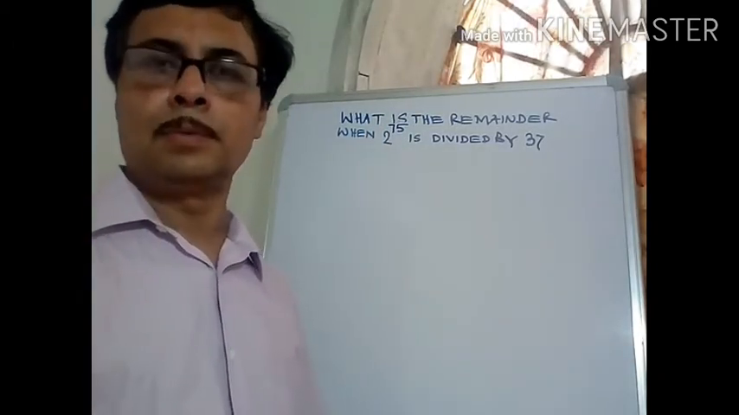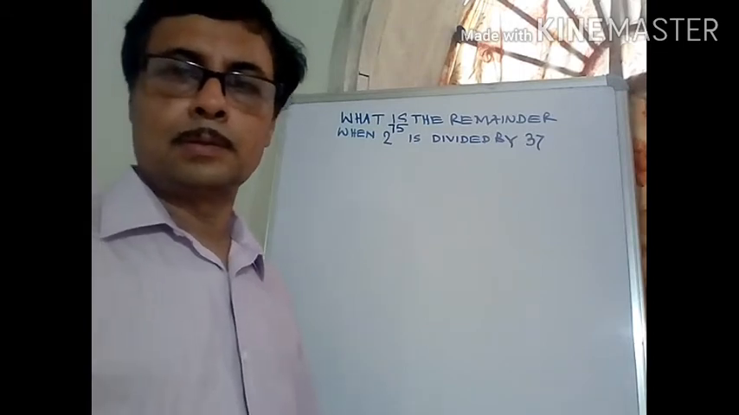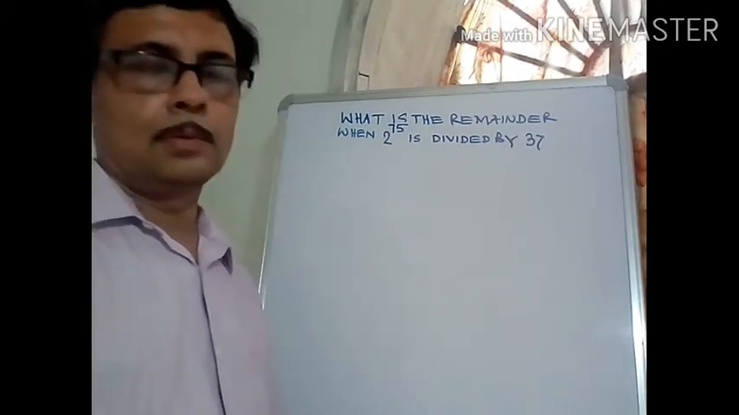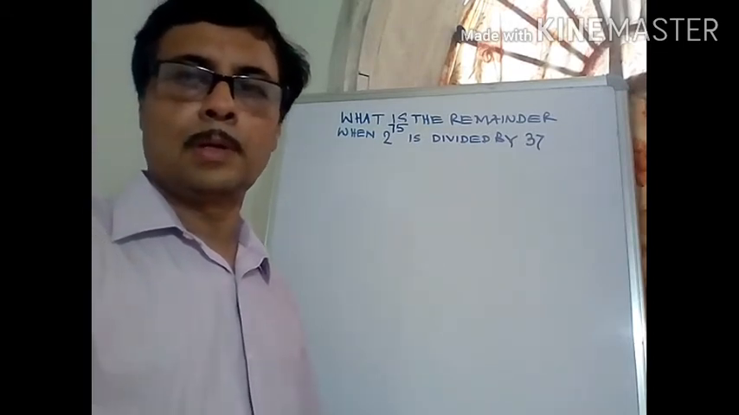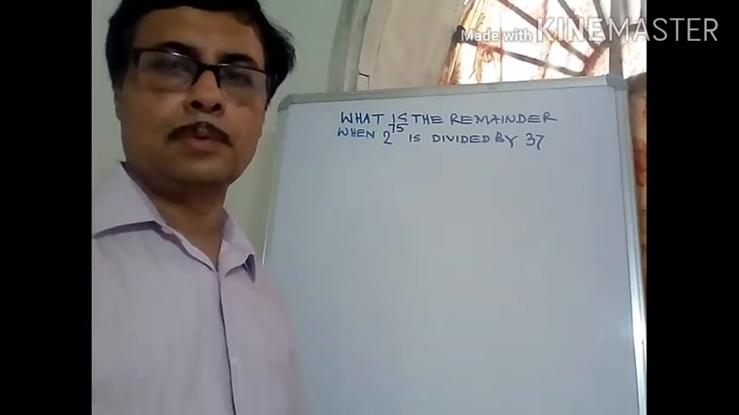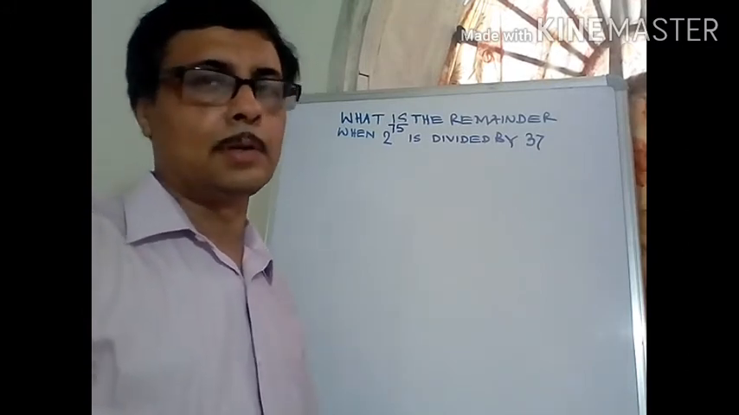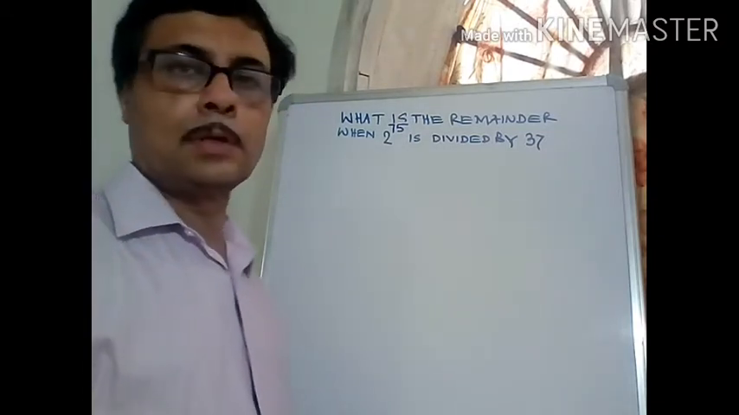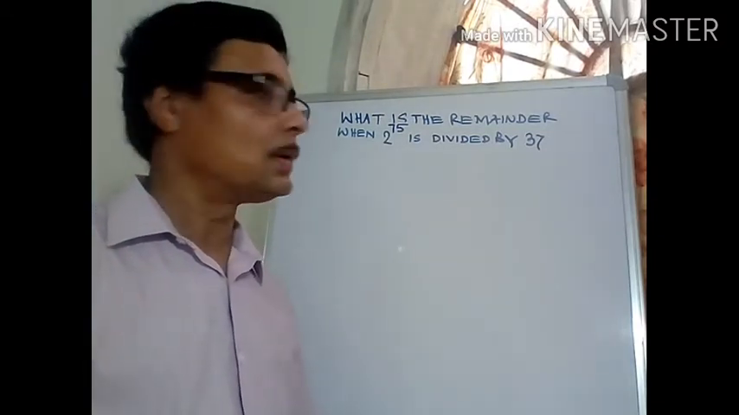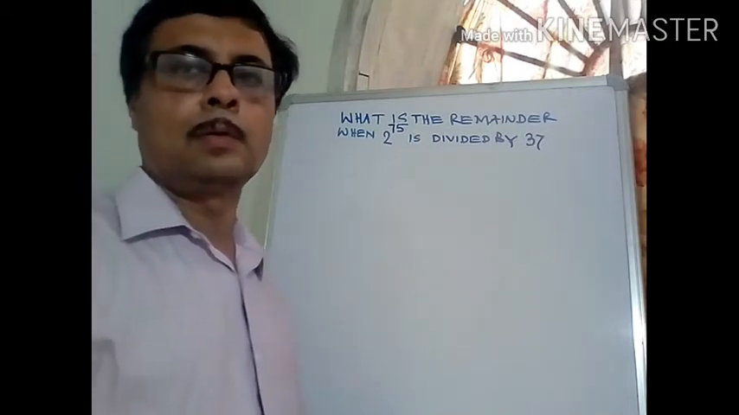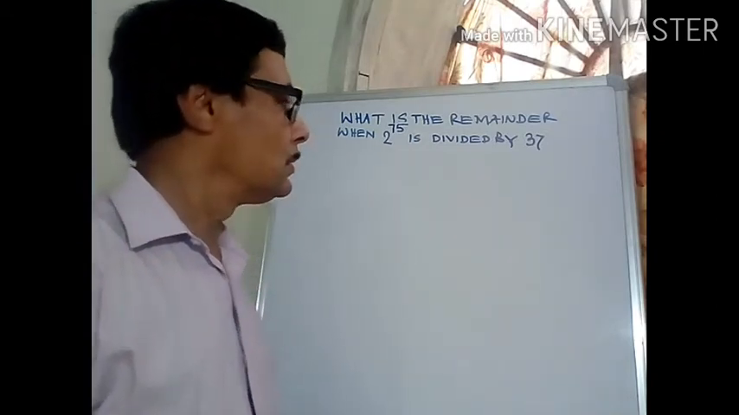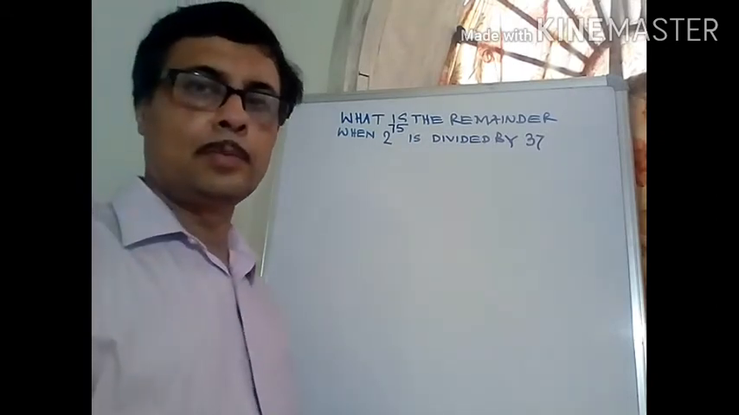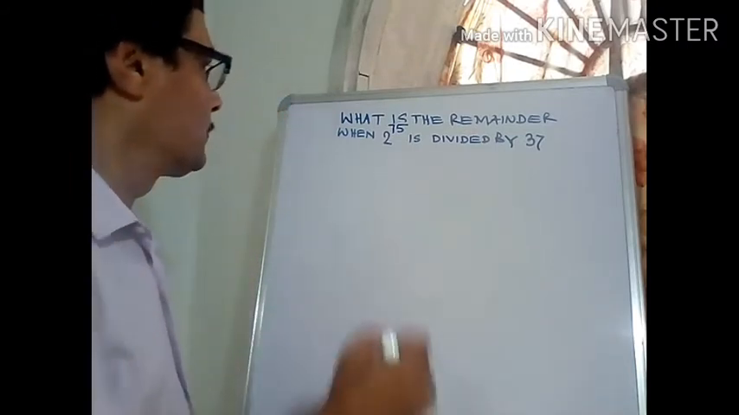When 2 to the power 75 is divided by 37, what is the remainder? For this division, we take congruent modulo. Now, what is congruent modulo?